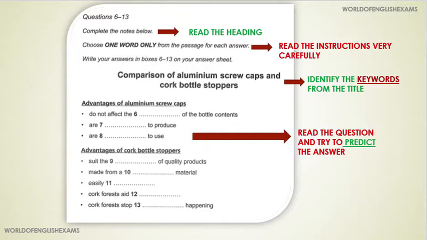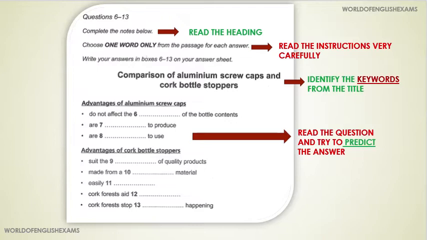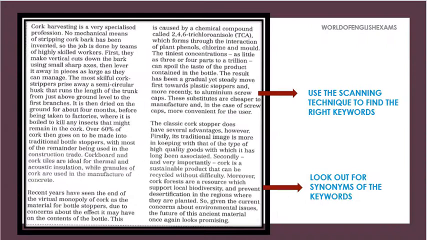Okay, next. Cork forests aid something and stop something from happening. Moreover, cork forests are a resource which support. Again, what is the meaning of support, guys? Nothing but aid. So aid and support are synonyms. So they are supporting local biodiversity.